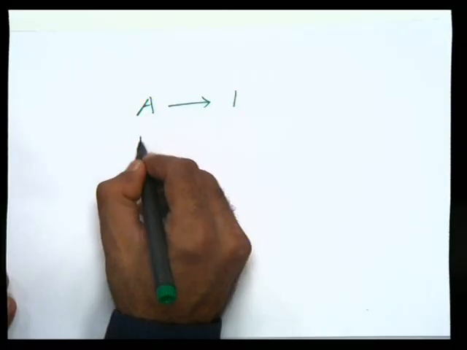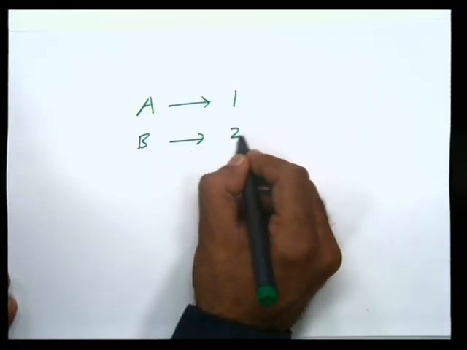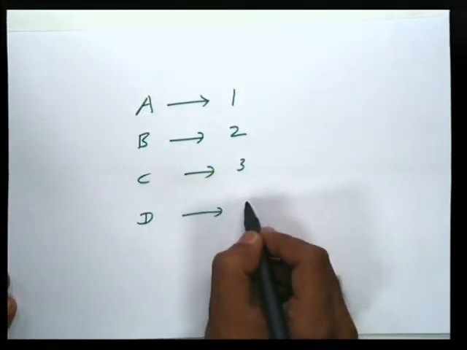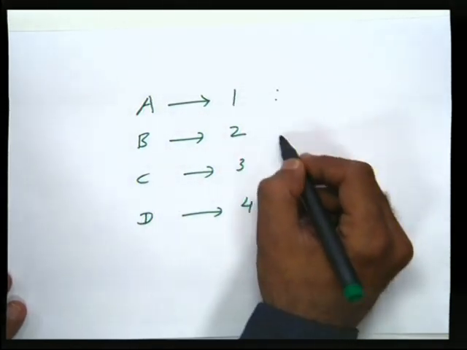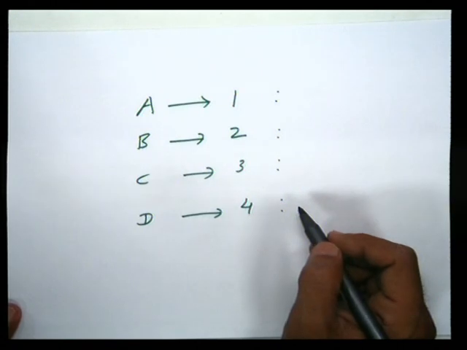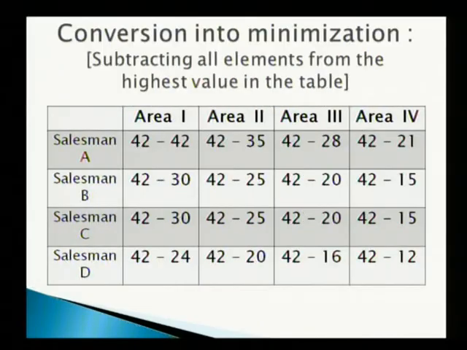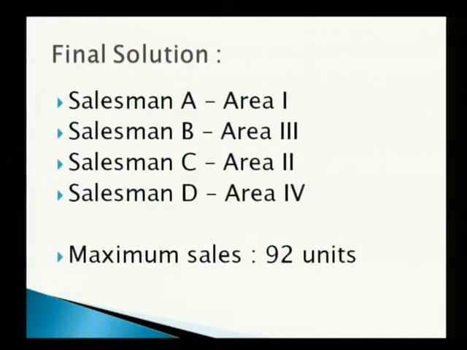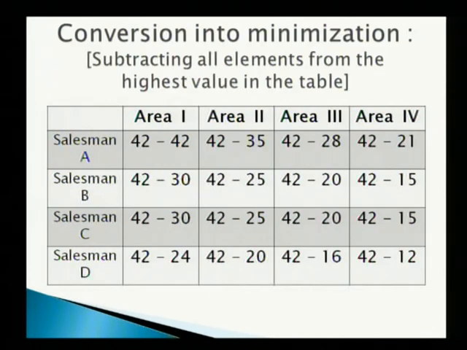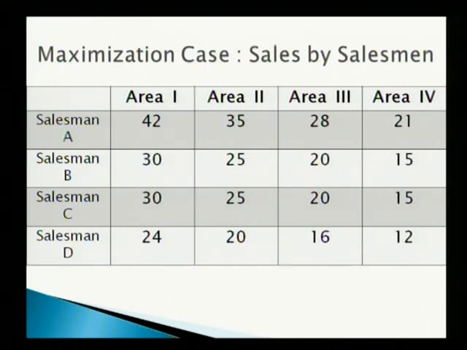Okay, so the final output will be: A should be given the first job, B should be given the second job, C should be given the third job, D should be given the fourth job. If we look at the values according to the original problem, once again we'll look at the slide with the original values, which was on the screen earlier. Yeah, this one. If you look at this slide, we can see that this gives the original data.